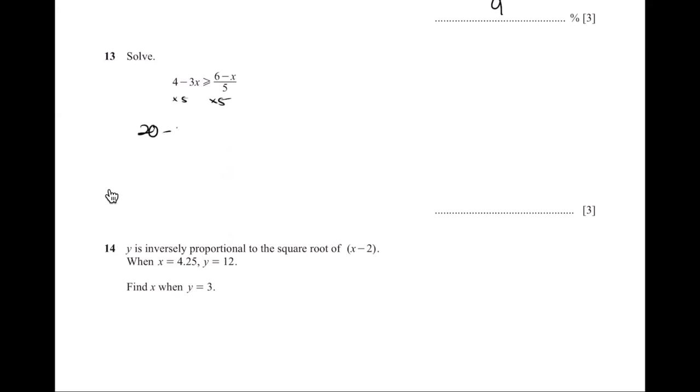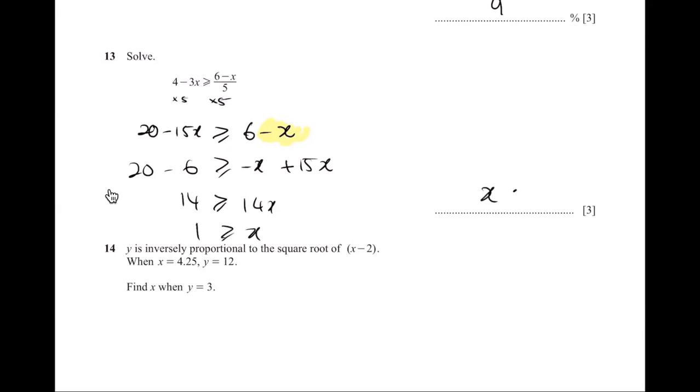Get 20 minus 15x more than or equal to 6 minus x. Okay, now I can see already the right hand side is actually bigger. So maintain this as it is, where it is. Then move the rest of the things. Negative x equals 6, just bring it over and then plus 15x here. 20 minus 6, 14. 14x. X is 1. X is less than or equal to 1.